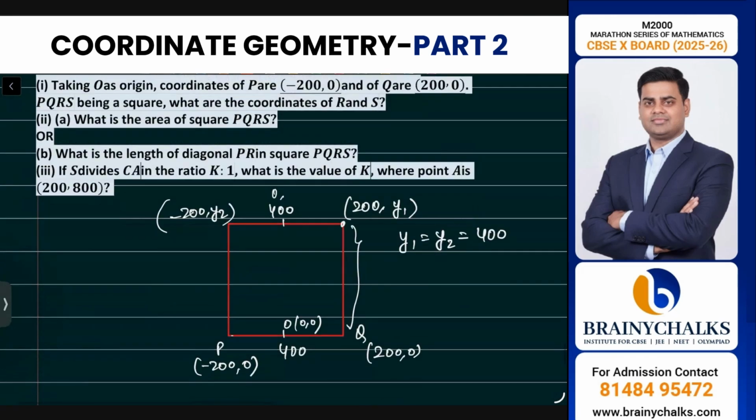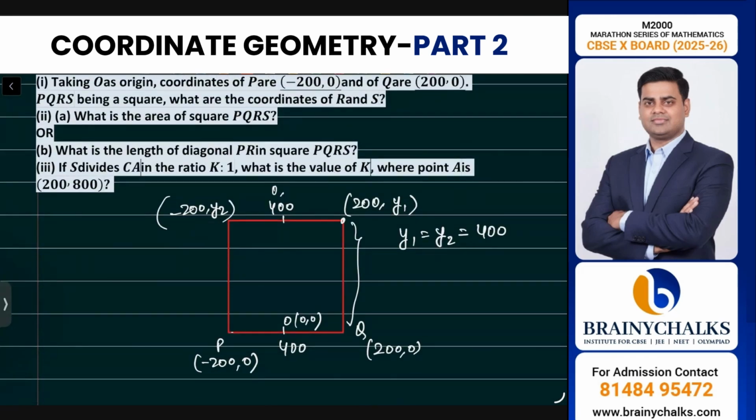What is the area of the square PQRS? Obviously the side is 400, so what comes? 400 squared, which is 1,60,000 square units.